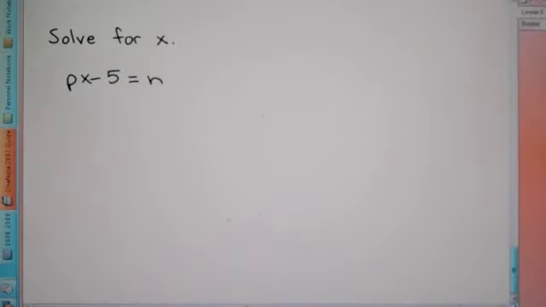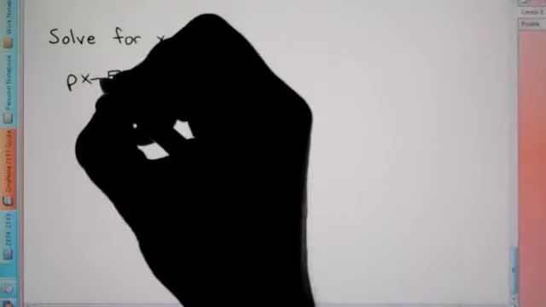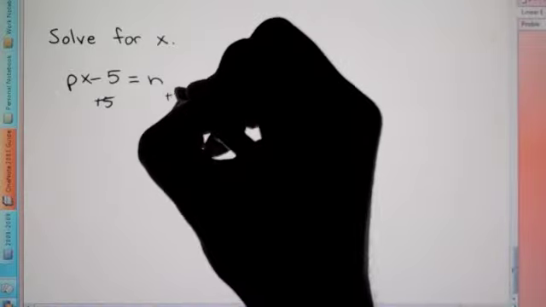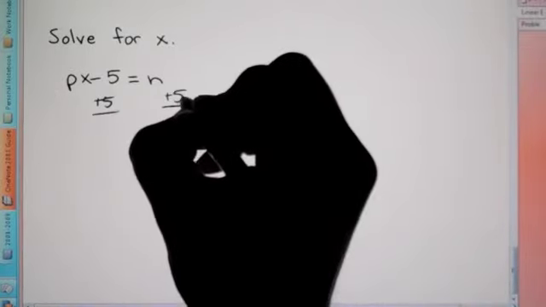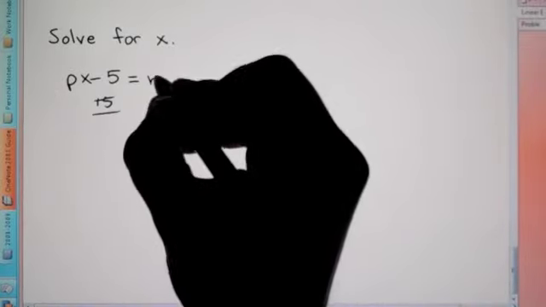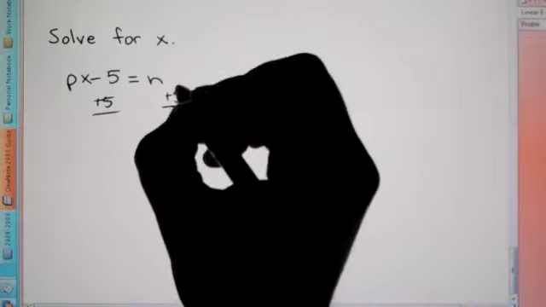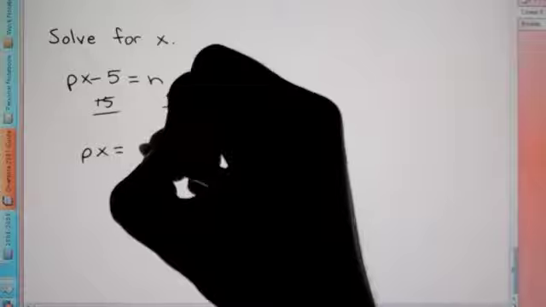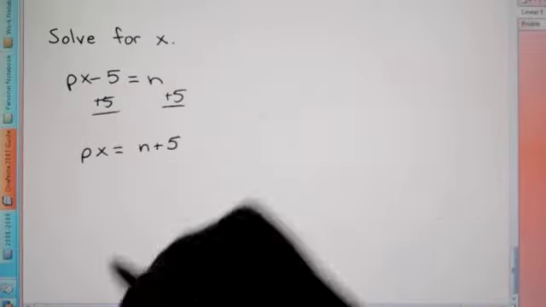So if it says px minus 5 is equal to n, we need to move the right thing first. So here we want to move the 5 out of there. So since it says minus 5, we're going to add 5. Now notice this doesn't have an n. So when you add and subtract, you can't combine unlike terms. So therefore, we're just going to put px is equal to n plus 5.